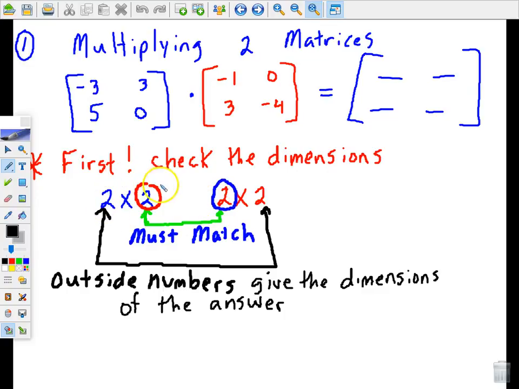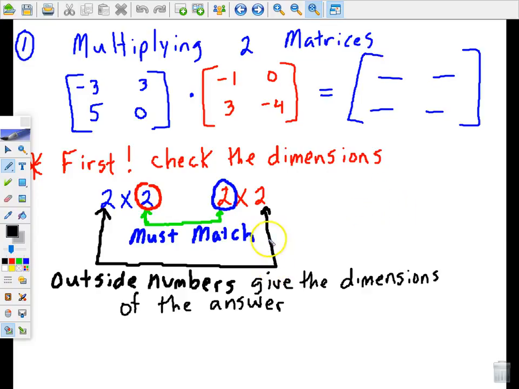Okay, and then if it's possible, you have further information regarding these outside numbers, and I've given this to you also. The outside numbers will tell you the dimensions of the product matrix. Remember, product is just another way of saying the answer to multiplication. So two things can be told by the dimensions. It can be done because the numbers match on the inside, and the outside numbers will give you the dimensions of the product matrix. So I know when I'm finished, my product should be also a 2 by 2 matrix.